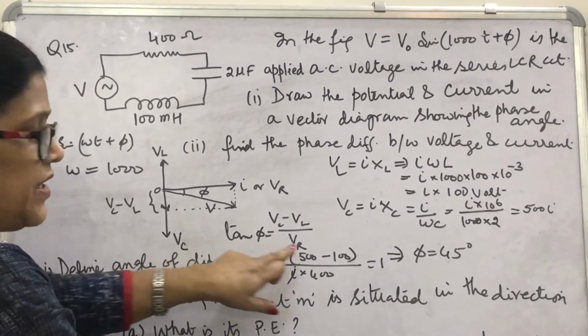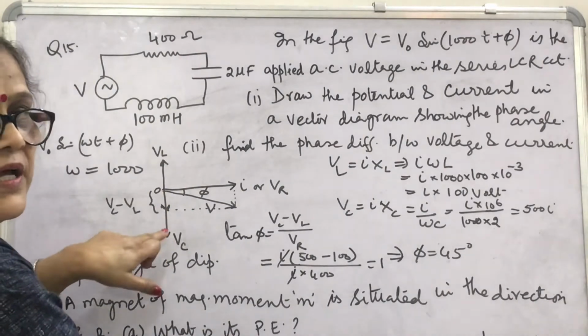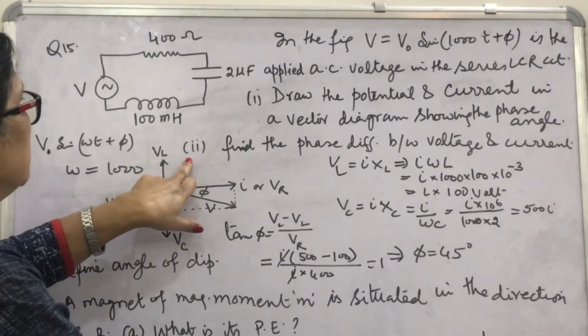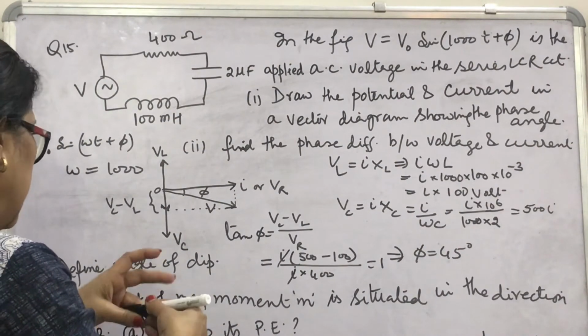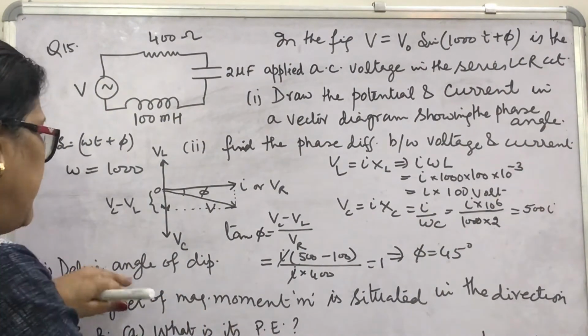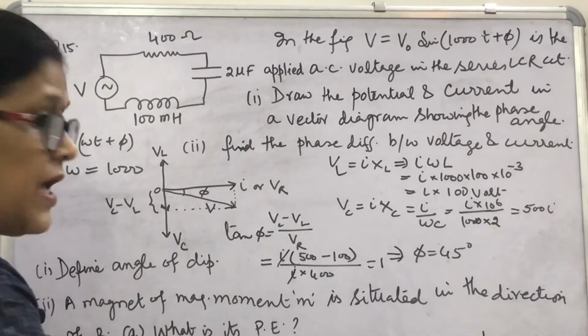So how to find phase angle? How to plot the phasor diagram? This was the first question. And the choice of this question is written here. Define angle of dip. First part. How will you define angle of dip?